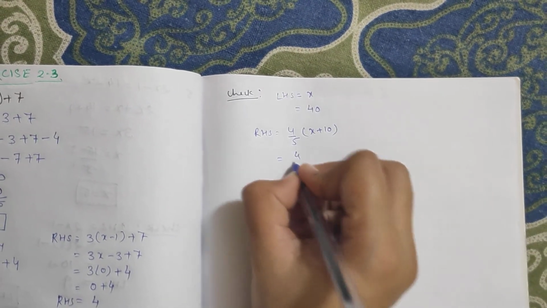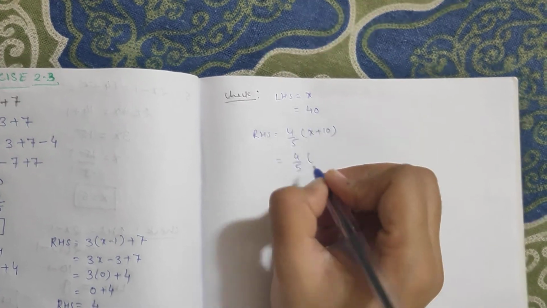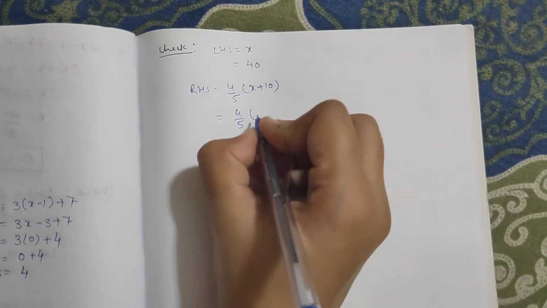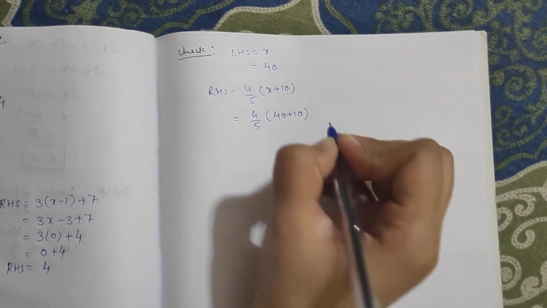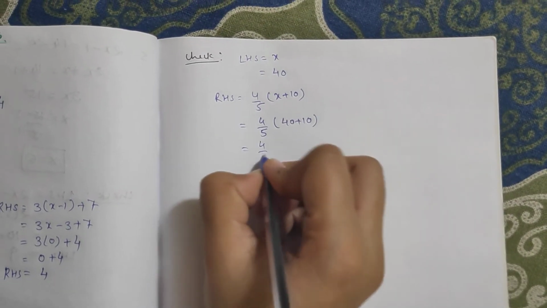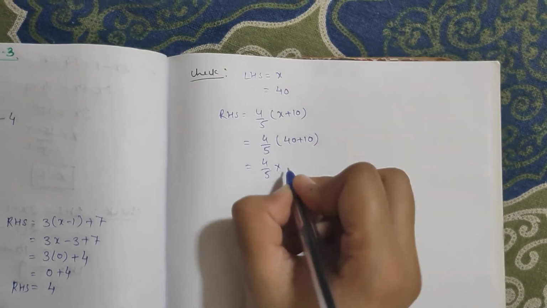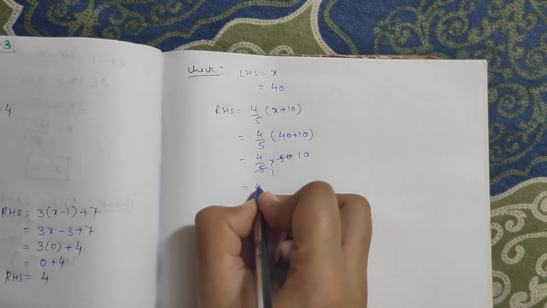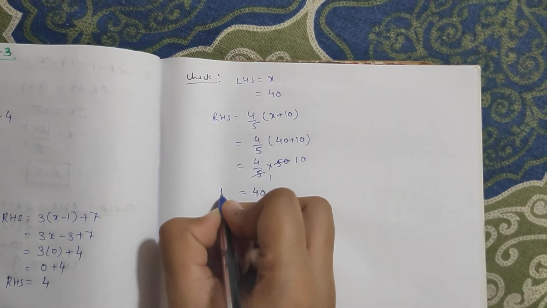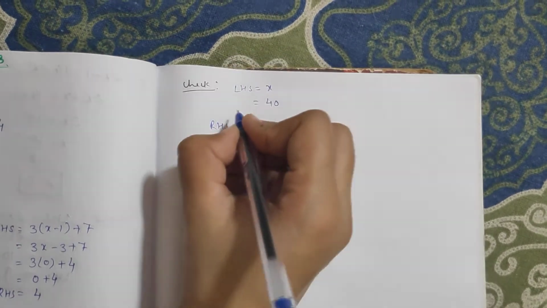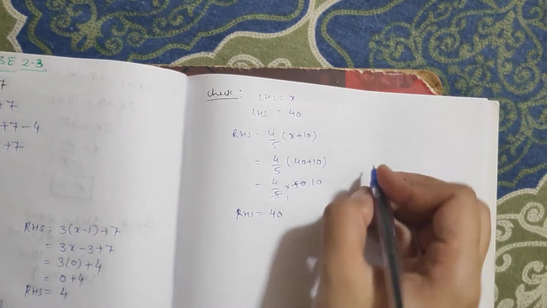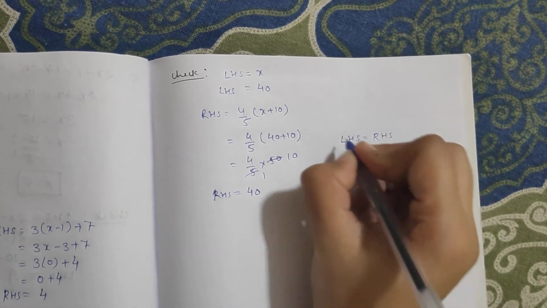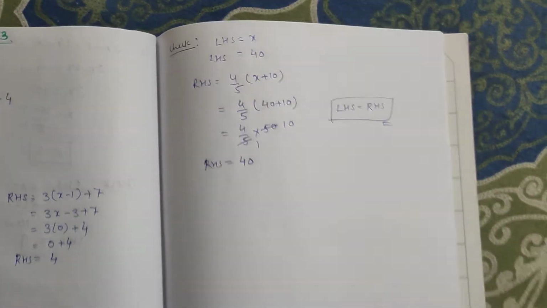Now let us solve it. 4 upon 5 as it is. Here we have found our x is 40, so we have to write down 40 plus 10. Correct? So it will be 4 upon 5 into 40 plus 10, that is 50. So 5 ones are 5, and this 0, that is equal to 40. So our RHS is 40 and our LHS is also 40. So here we can see that LHS is equal to RHS, hence our answer is correct.